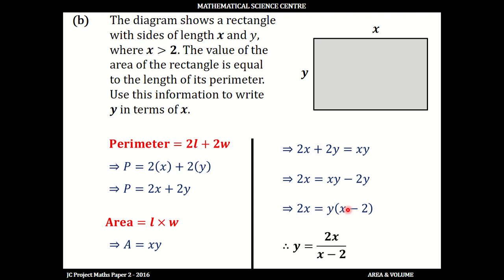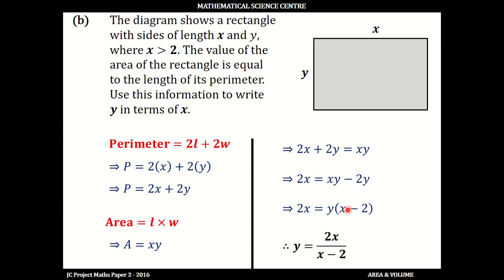In question 12, part A, we're told that a packet of sweets is in the shape of a closed triangular base prism. It has got a height of 8 centimetres and a triangular base with sides of length 4 centimetres, 4 centimetres, and 6 centimetres. Construct an accurate net of the prism. Show all of your construction lines clearly.